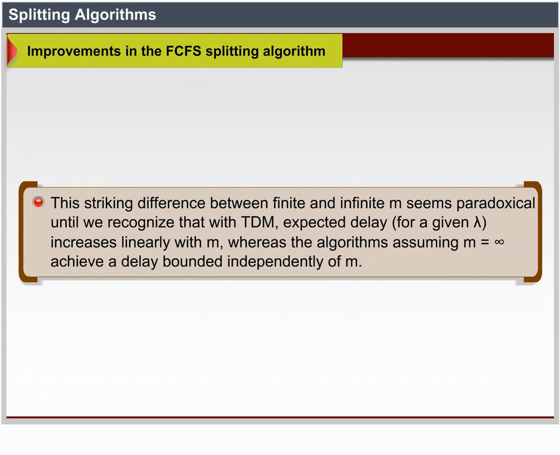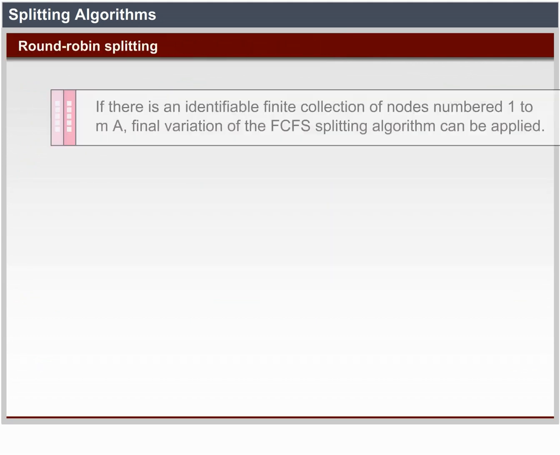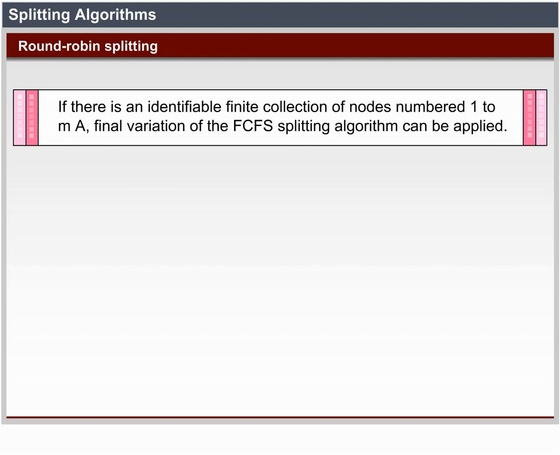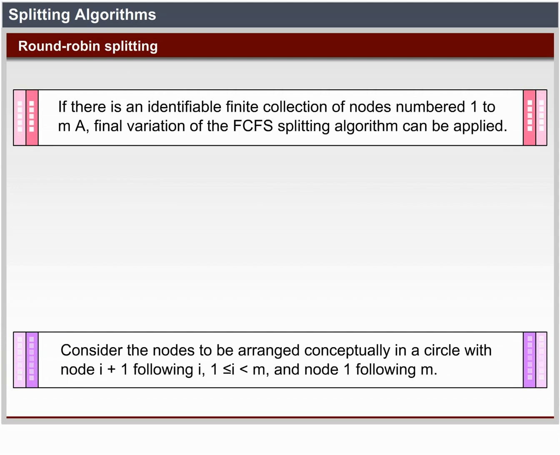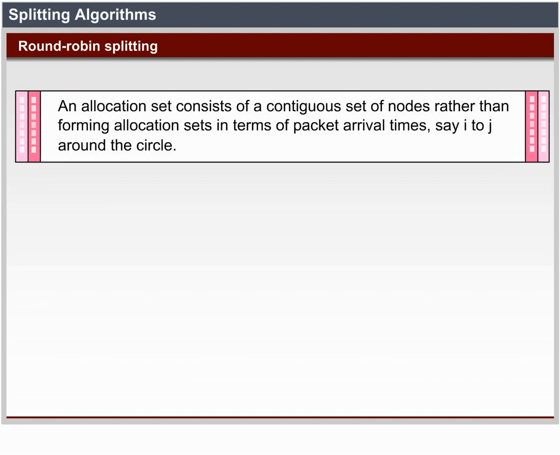Round-robin splitting. A final variation of the FCFS splitting algorithm can be applied if there is an identifiable finite collection of nodes numbered 1 to m. Consider the nodes to be arranged conceptually in a circle with node i plus 1 following i, for 1 less than or equal to i less than m, and node 1 following m. Rather than forming allocation sets in terms of packet arrival times, an allocation set consists of a contiguous set of nodes, say i to j, around the circle.